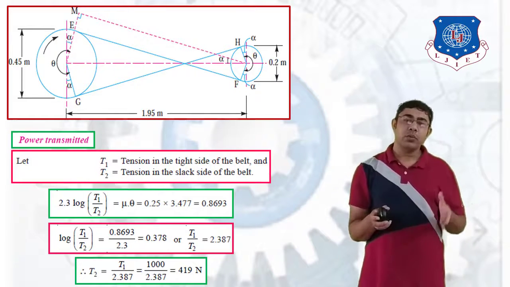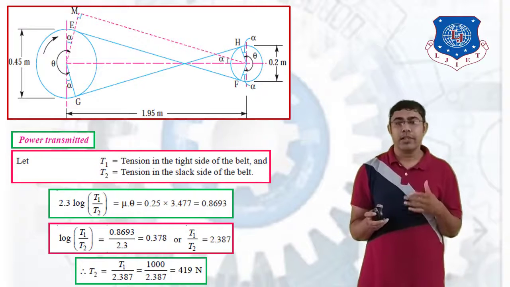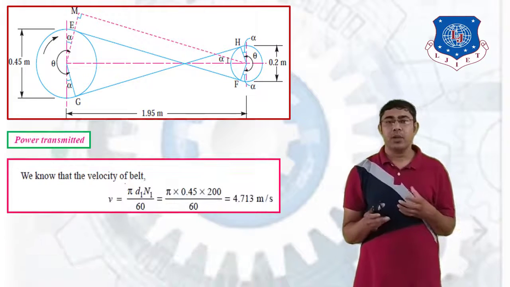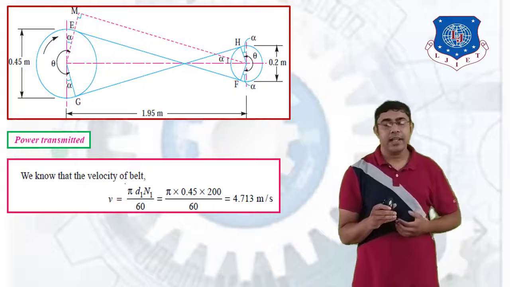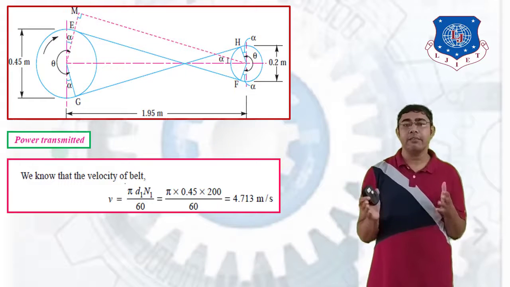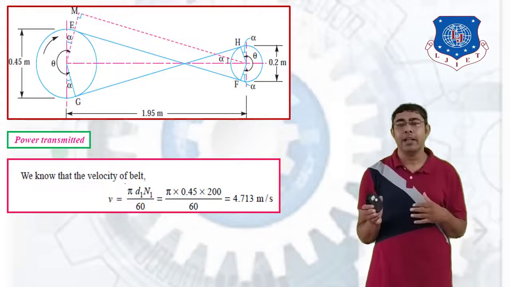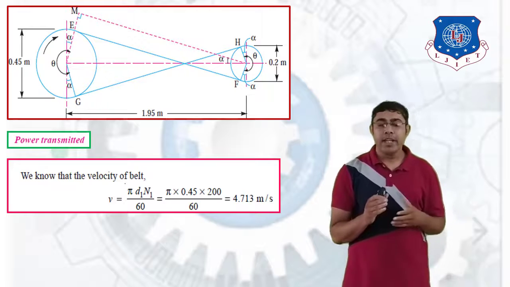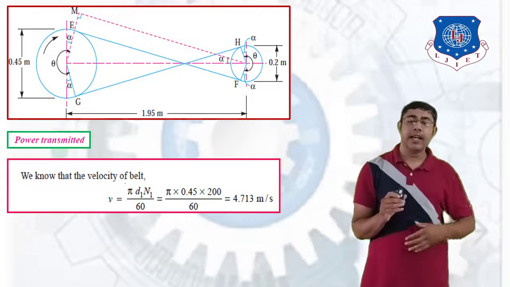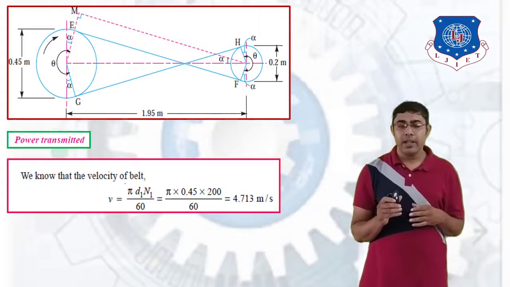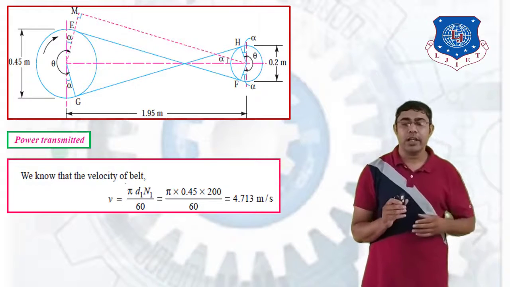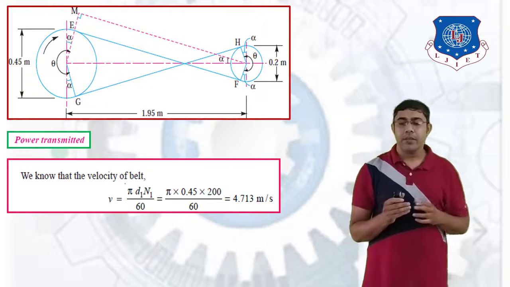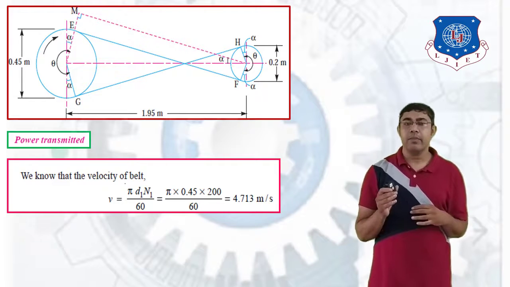So now to calculate the power, we have to find the velocity V. So let's consider the velocity equation. V is equal to pi d1 n1 divided by 60. According to our problem, we have to find the power transmitted by the belt when the pulley is rotated at 200 revolutions per minute. So pi d1 n1 divided by 60, and the larger pulley diameter is 0.45, and the speed of the larger pulley is 200 revolutions per minute. So by placing all these values, we get the velocity V is equal to 4.713 meter per second.